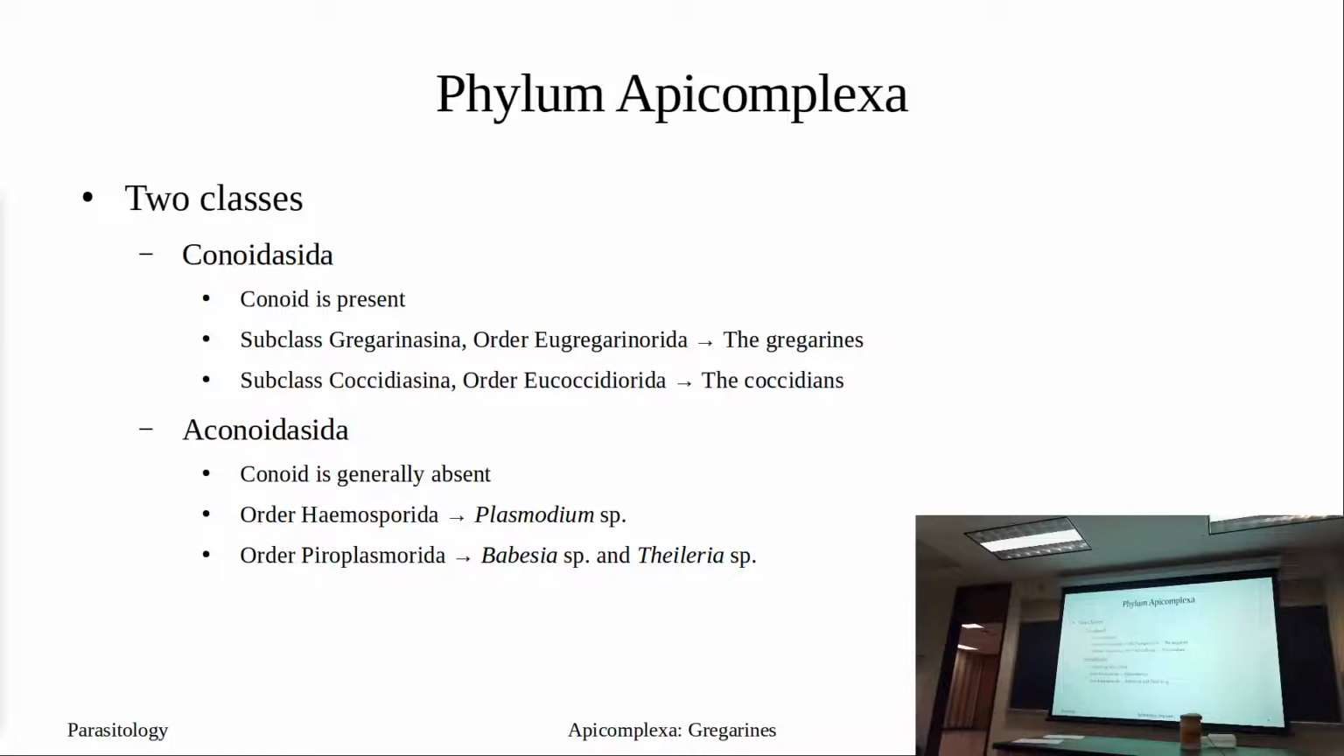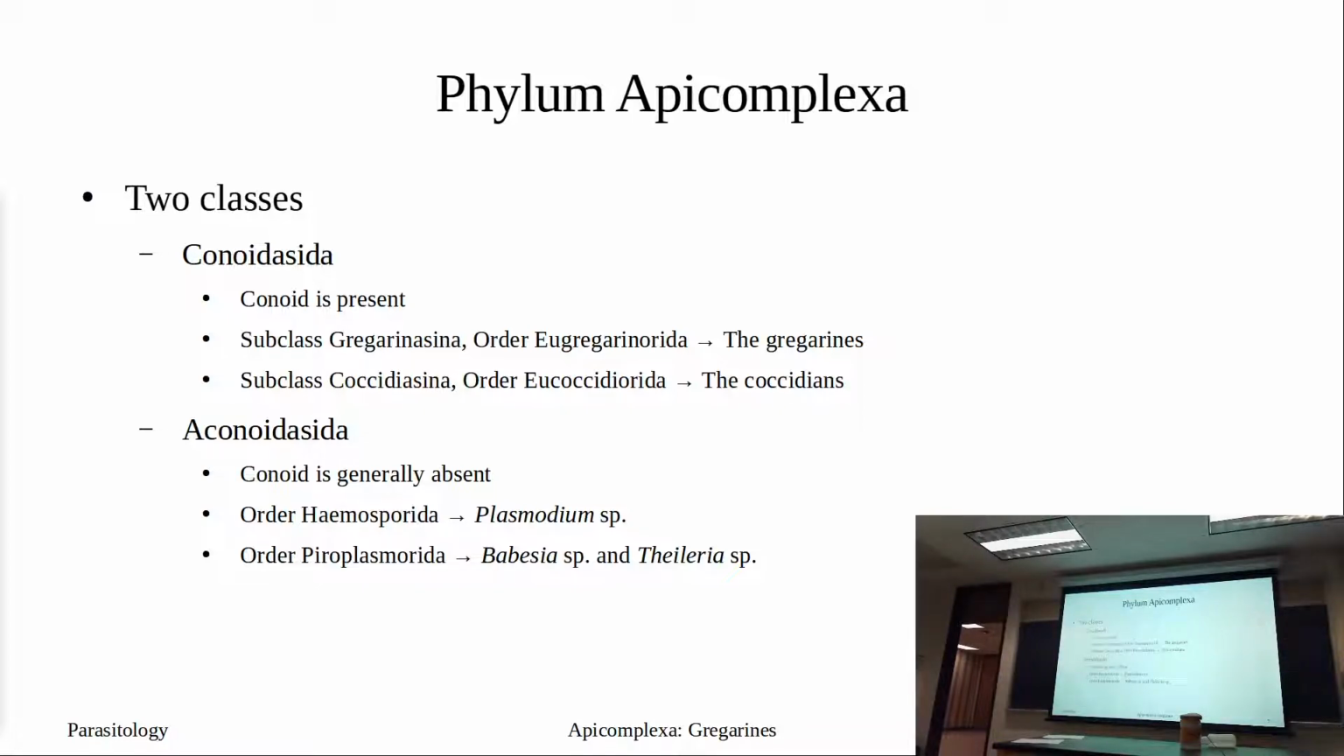So the Conoidacida, conoids are present. We've got 2 different subclasses that we're going to talk about. We've got the subclass Gregorinacina. These are the Gregorins. And then we have the subclass Coccidiacina, which are the Coccidians. We're going to talk about both of these. And there's more subclasses, but these are the ones we're going to talk about.